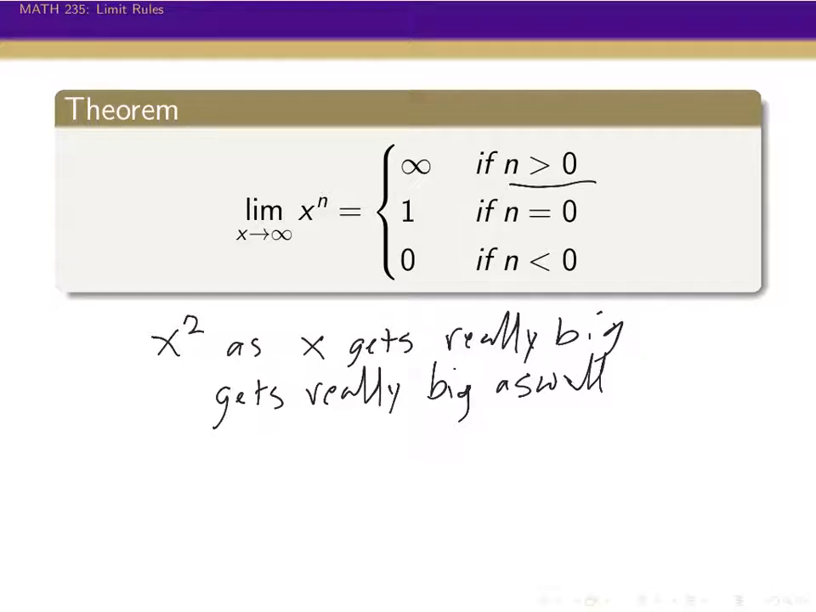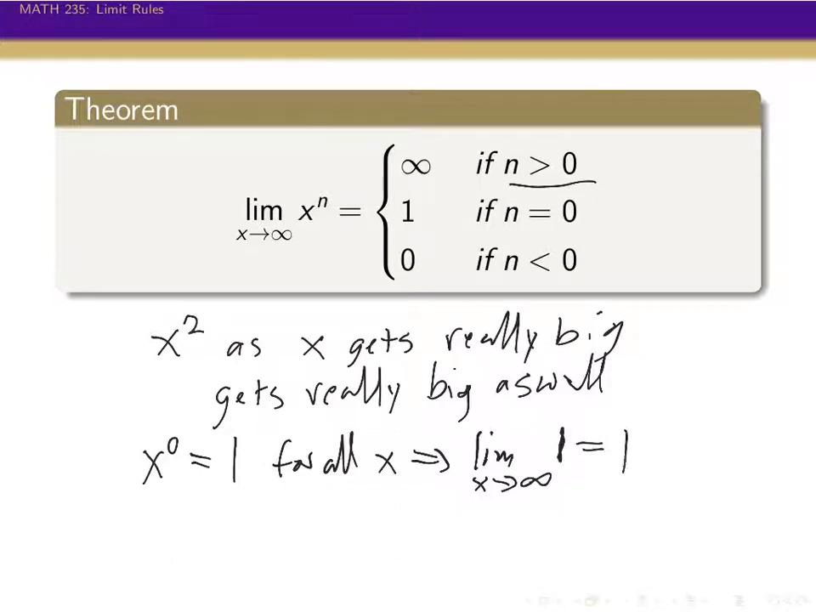Now, on the other hand, if we set n to be 0, well, x to the 0 is just equal to 1 for all x. And so, in that case, when we're thinking about the limit, we're just taking the limit of a constant function 1, and 1's not changing at all, so that limit is going to be 1.